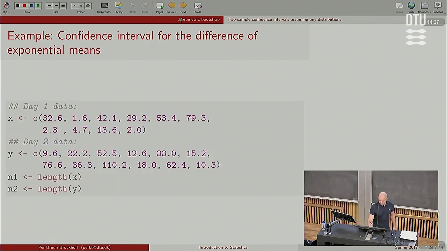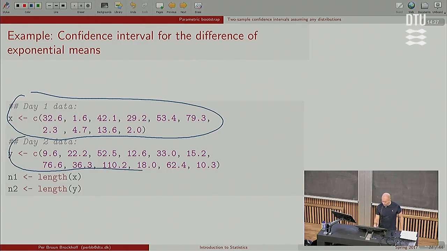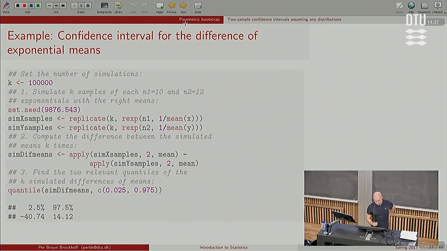I believe I brought an example. What about the difference of exponential means? Meaning, let's assume I have two exponential populations or a sample from two different waiting time systems. So I have a day 1 data. It could be two different time points. I have day 2 data. And I want to do a comparison of these two exponential means. What do I do?